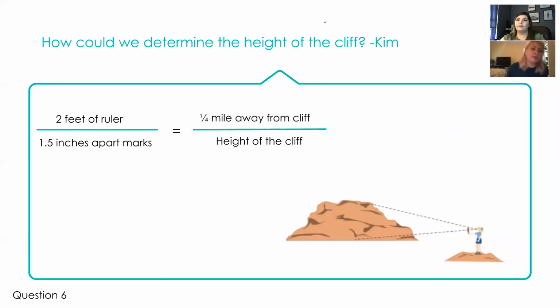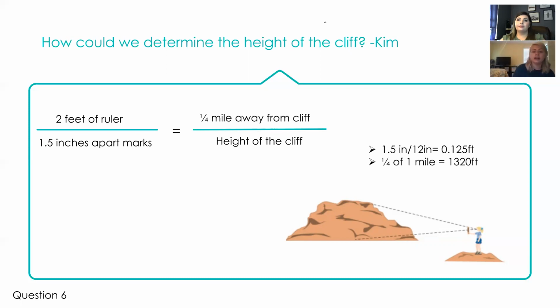So, we would do cross multiplication here. She has 2 feet of roller over 1.5 inches apart marks. So each inch, all the apart marks were 1.5 inches away. And then she's a quarter of a mile away from the cliff, and we're looking for the height of the cliff.